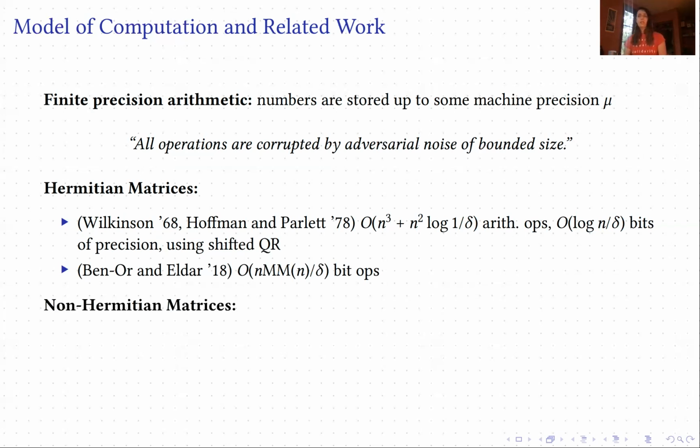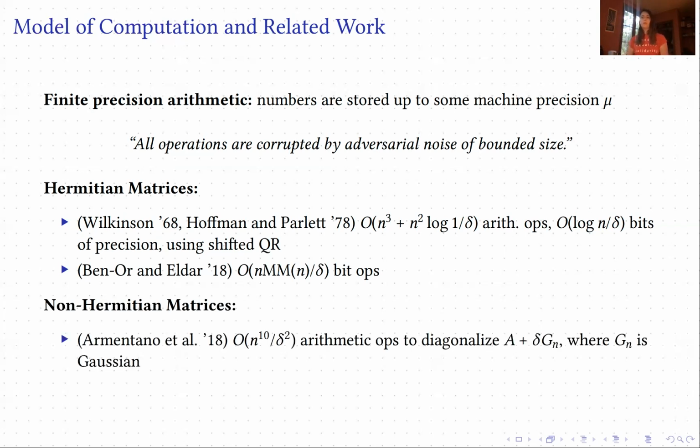In the non-Hermitian case, on the other hand, much less is known rigorously. And I want to direct your attention mostly to a beautiful paper of Armentano et al. from 2018, which showed that in time n to the 10 over delta squared, at least in terms of arithmetic ops, one can diagonalize the matrix A plus delta Gn, where Gn has IID standard Gaussian entries. Now, this Gaussian preprocessing step was crucial in their analysis, and it'll be crucial to us as well.